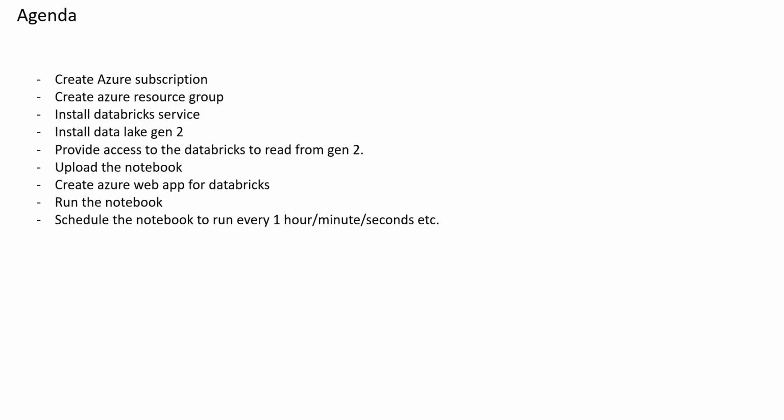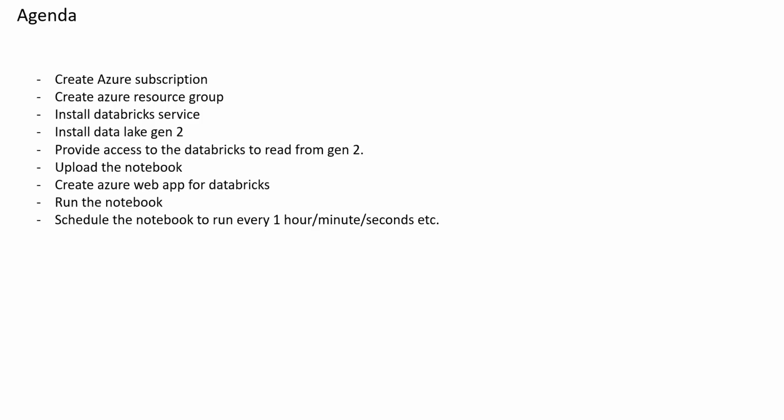But I was not using my Azure portal for a long time and I deleted all the services in the portal. So in order to show this demo, I have to start from the beginning. So I have the subscription, but all other services we need to install it. So right from creating the resource group, then installing the services inside the resource group, what is the importance of resource group, install data lake gen 2, then provide access to the Databricks to read from generation 2 data lake.